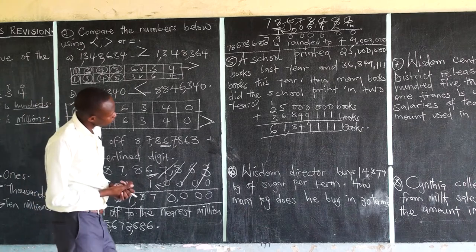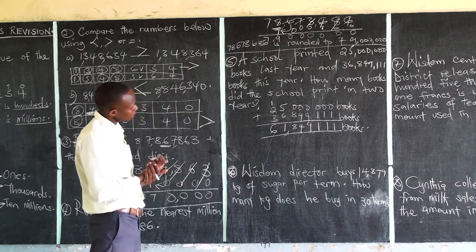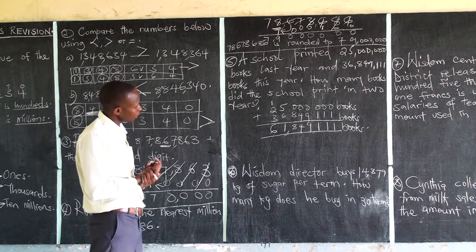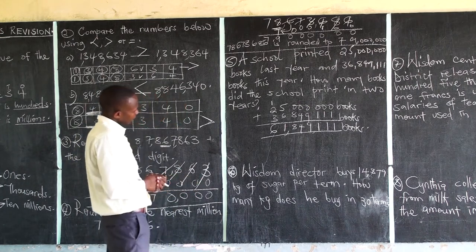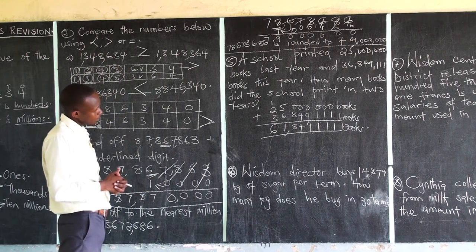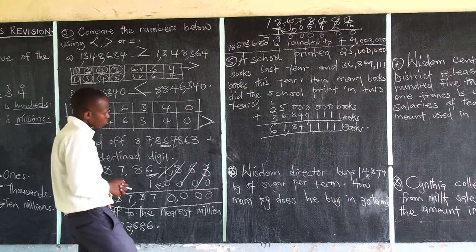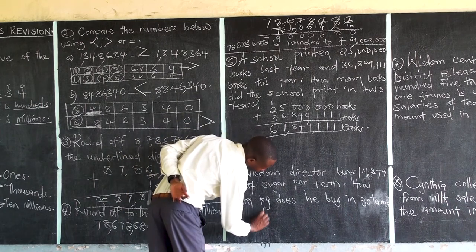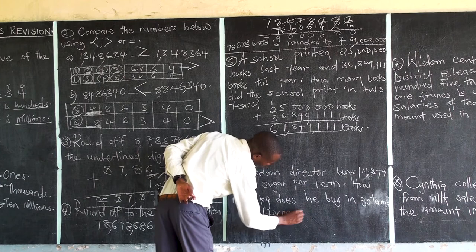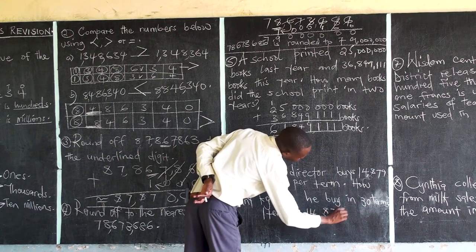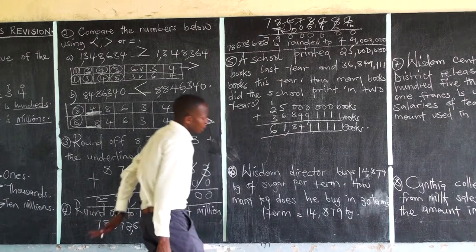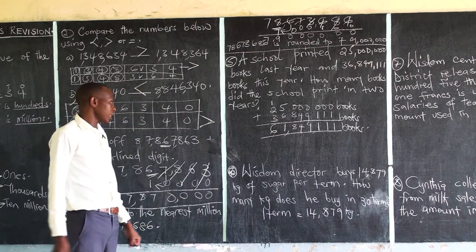Next number. Number 6 says, Wisdom Center buys 14,879 grams of sugar per term. How many kilograms does he buy in 30 terms? They have said in one term he buys 14,879 kilograms. That's what he buys in only one term.